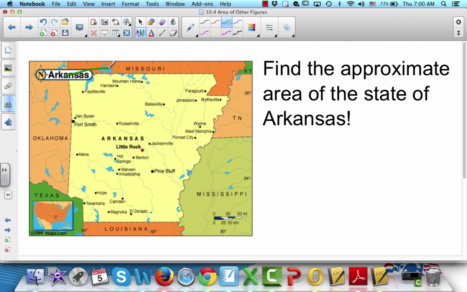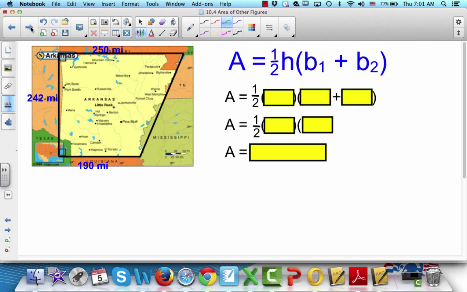We draw a line here, and then down like this, and then across like this, and then up, and we've got our trapezoid. Of course, we can draw that a little bit better, and I've done that on the next slide. See, we've got the trapezoid here. Now, it's not going to be perfect because we've got this little spot here and this spot here that's not included. But it's going to give us an approximate area of the state of Arkansas.